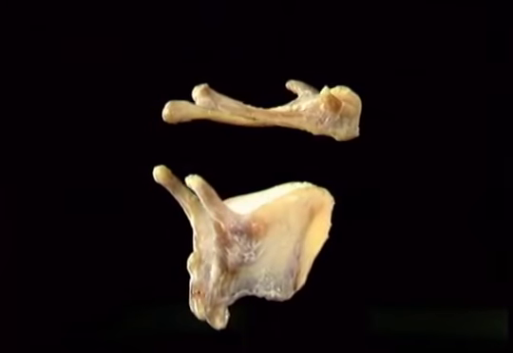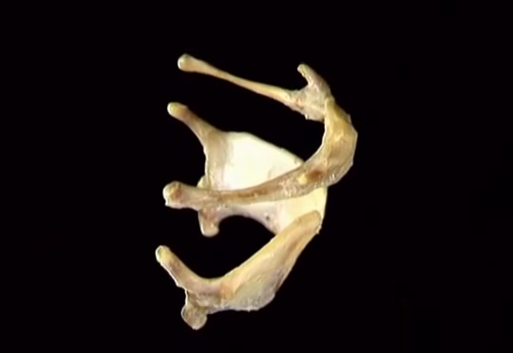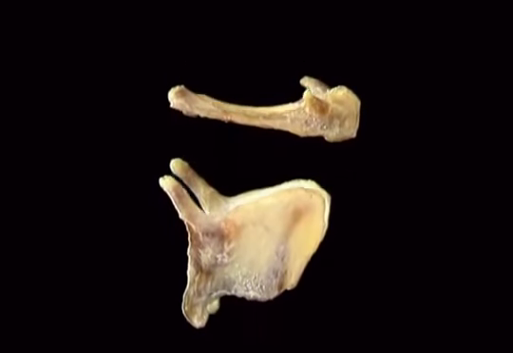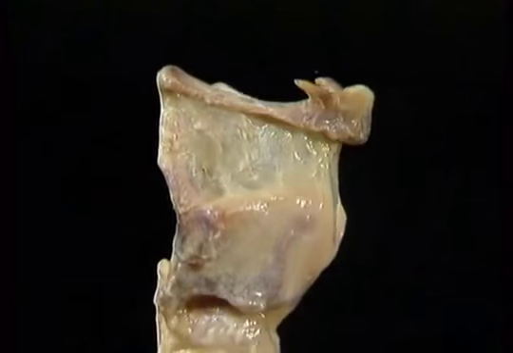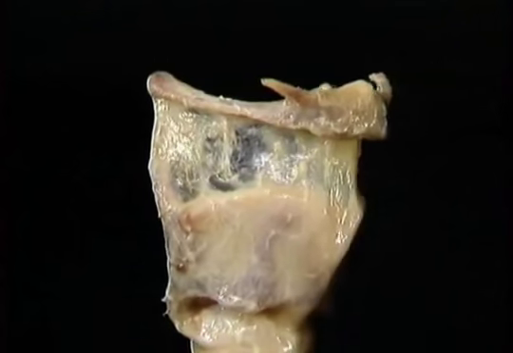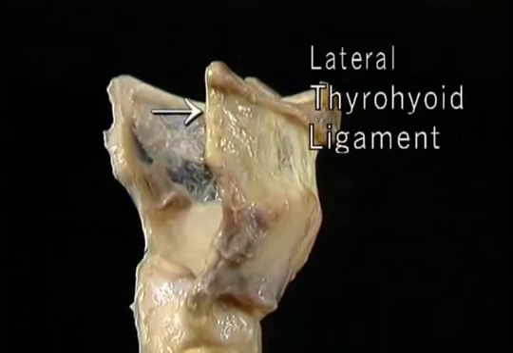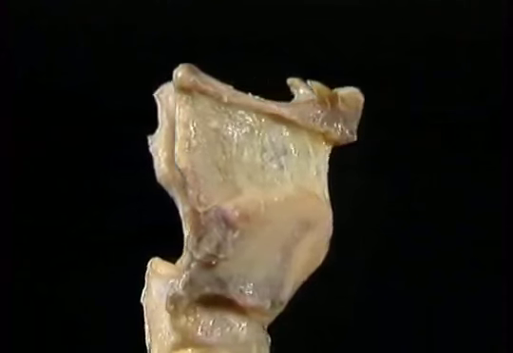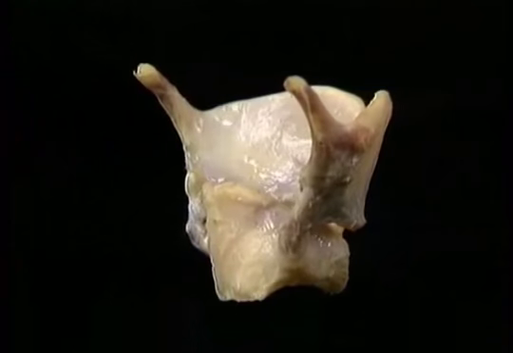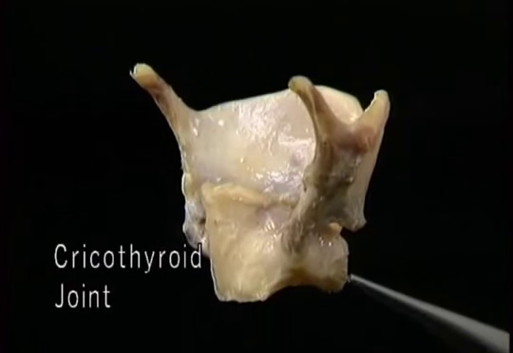The thyroid cartilage hangs directly below the hyoid bone. The upper border of the thyroid cartilage has the same curvature as the arch of the hyoid bone. The thyroid cartilage is suspended from the hyoid bone by this membrane, the thyrohyoid membrane. On each side, the posterior part of the membrane is thickened, forming the lateral thyrohyoid ligament. The inferior horn of the thyroid cartilage articulates with the cricoid cartilage at the cricothyroid joint.